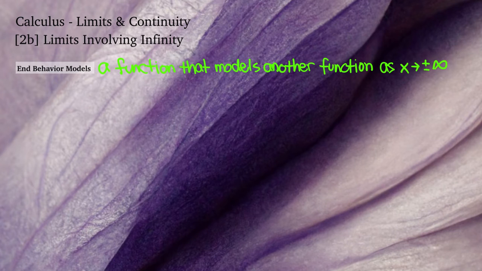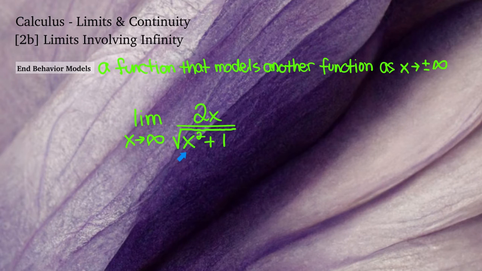We'll look at two functions. The first one is 2x divided by the square root of x squared plus 1. To find the right end behavior model of this function, we'll take the limit as x approaches positive infinity.